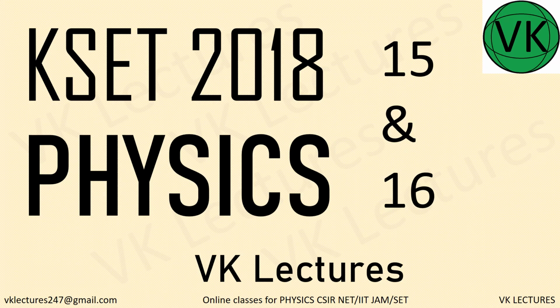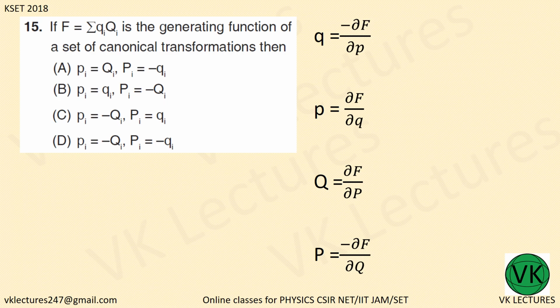In this lecture we are discussing the 15th and 16th question from CSIR NET 2018. Here the generating function F is given, that is small q into capital Q. What is asked? Canonical transformations are asked. Now what is given? F is equal to q into capital Q. Now from small q coordinates what is missing? Small p is missing. From capital Q coordinates what is missing is capital P. So we have to find out small p and capital P.